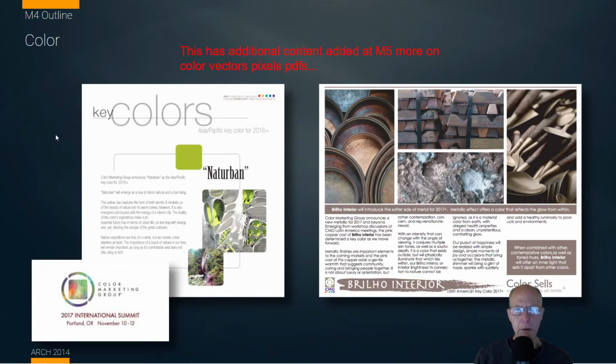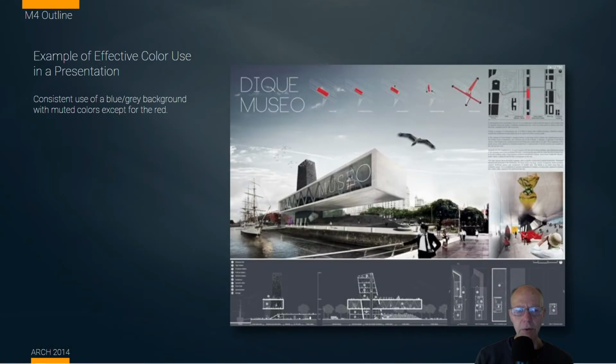Color has additional content in M5, so we're going to cover this again, but be aware that there's a color marketing group. Every year they determine what the color schemes for the year are going to be. They help to project color use in clothing and paints, all kinds of things that will affect us as designers, especially interior designers, but even in the selection of materials and all kinds of graphics.